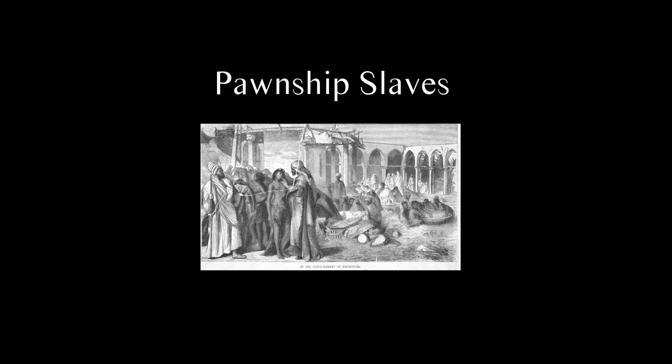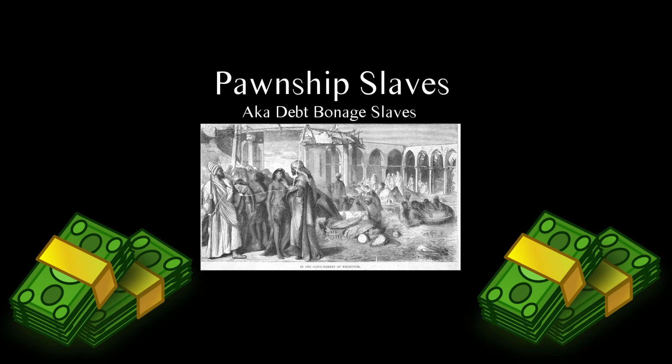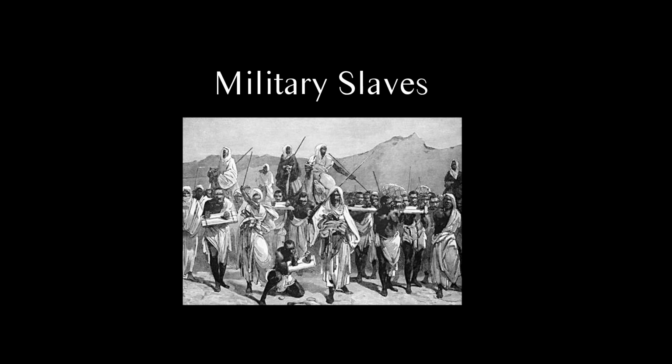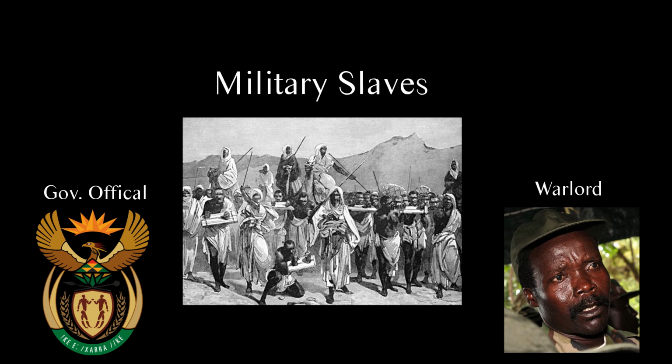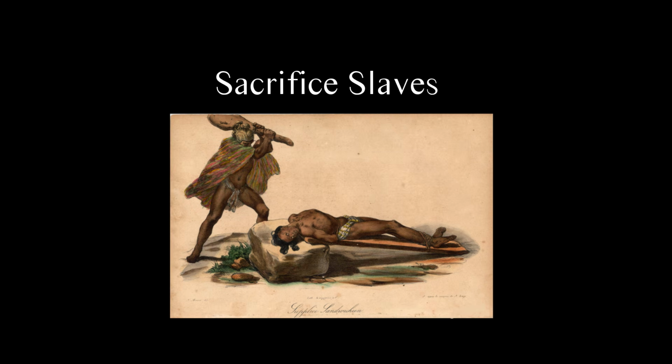Pawn ship slaves, also known as debt bondage slaves, were used as collateral to secure the repayment of debt. Also there were the military slaves, who were used as soldiers to gain money and political power for their patron, also known as a government official or an independent warlord. Lastly, there were the sacrifice slaves, who were sacrificed in various different rituals.